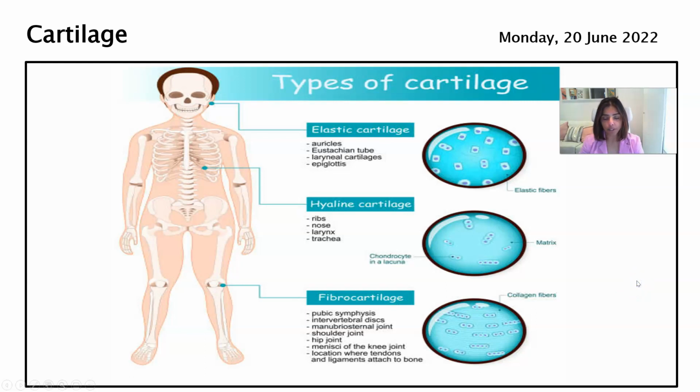Today's lesson is going to be looking at types of cartilage. There are three main types of cartilage which are found attached to the human skeleton that you need to know about, and you should be able to understand what their role is and be able to distinguish them from each other.